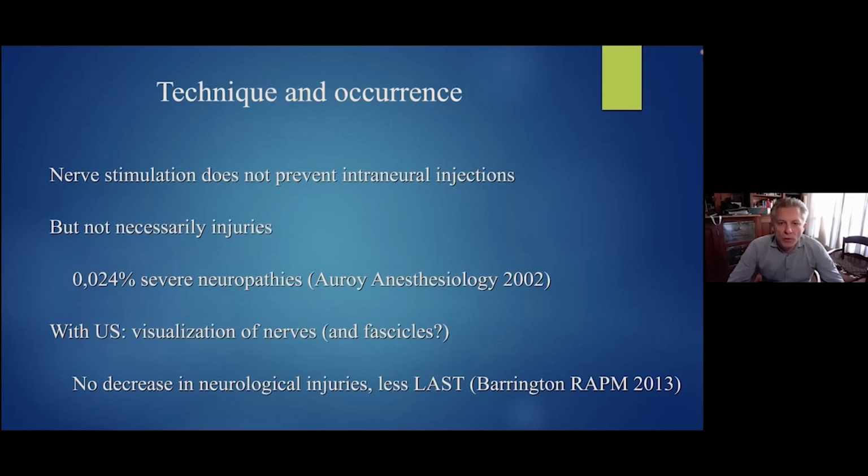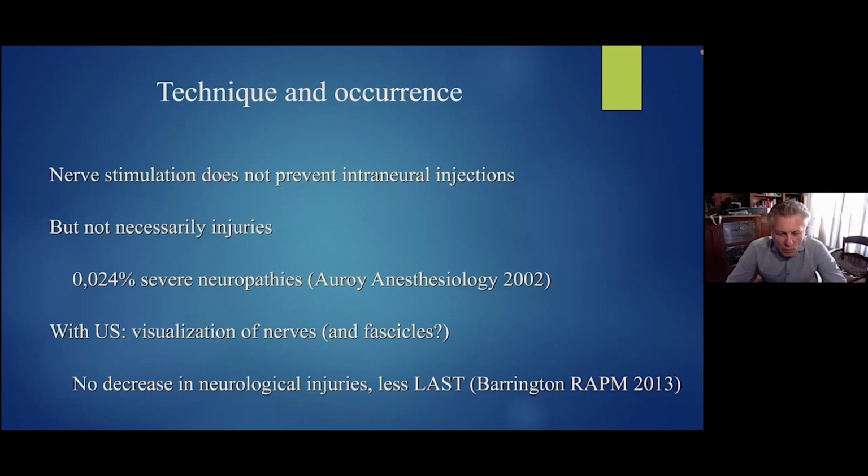What about the occurrence and the technique used to perform the block? We know that for many years, when the peripheral nerve stimulator was used, nerve stimulation did not prevent intraneural injection, but that doesn't necessarily lead to an injury. In a study of Aurora in 2002, all blocks done with peripheral nerve stimulator, they had 2.4 cases of severe neuropathy in 10,000 patients.